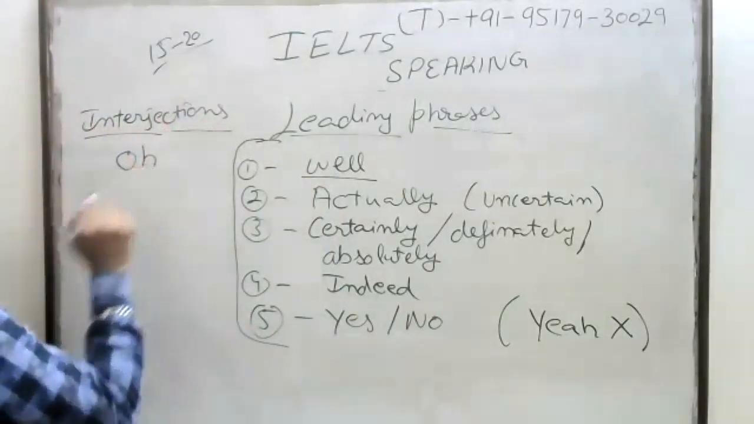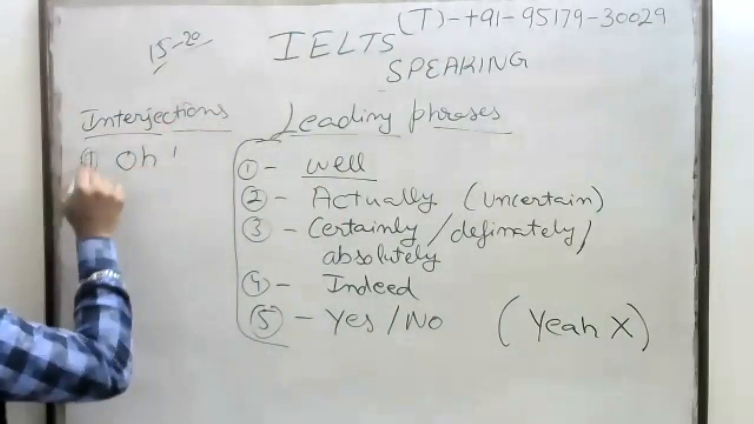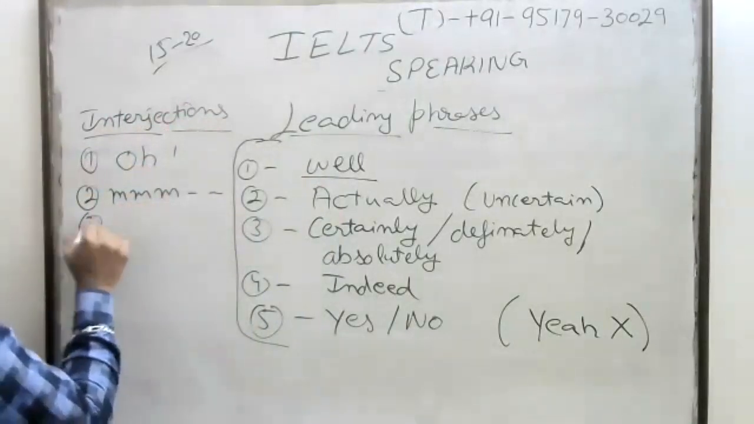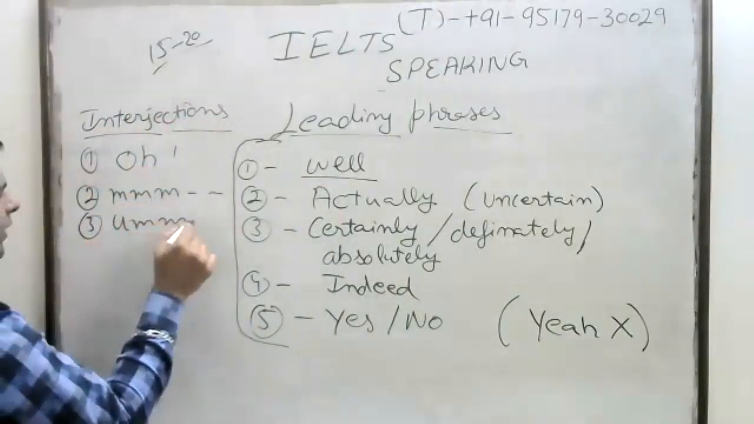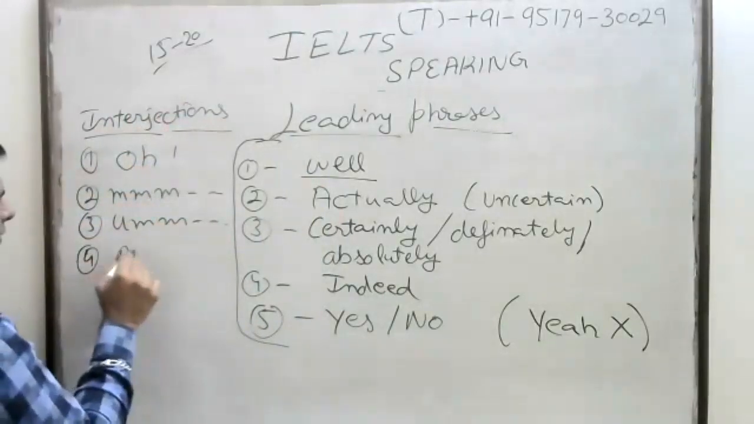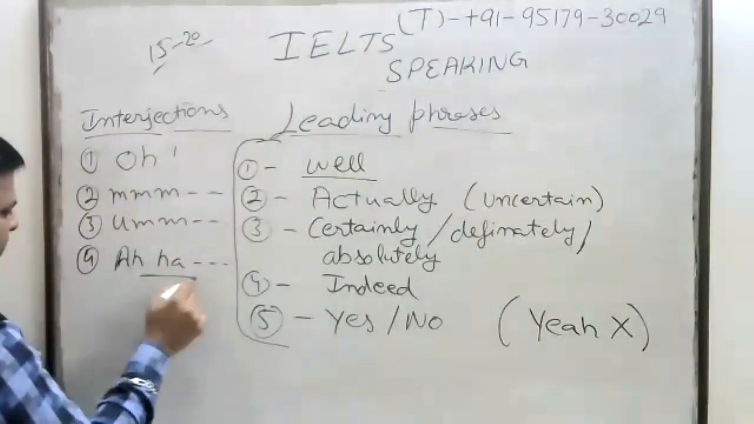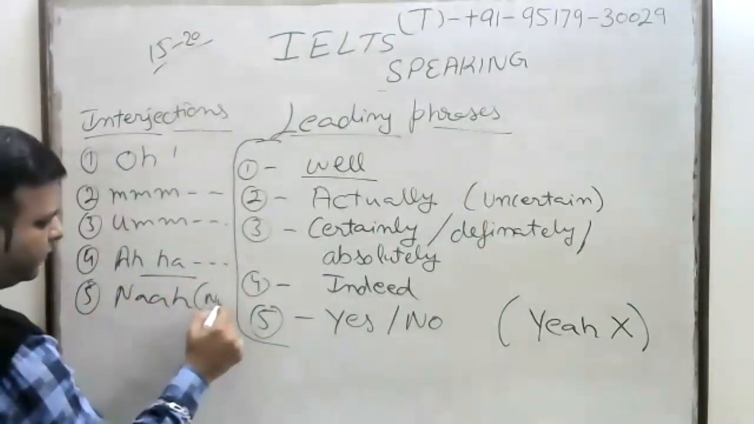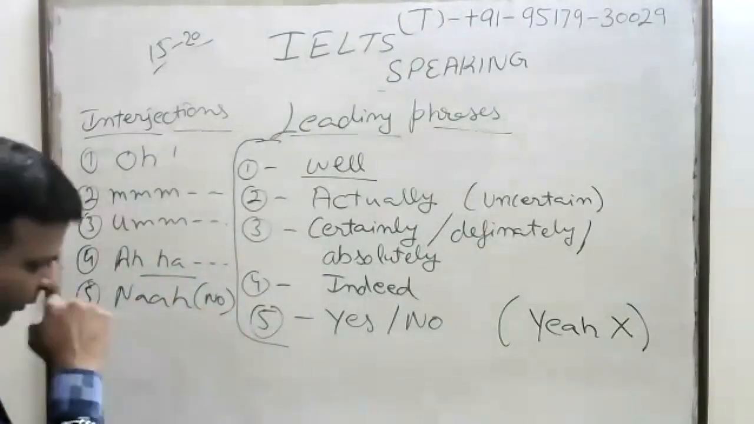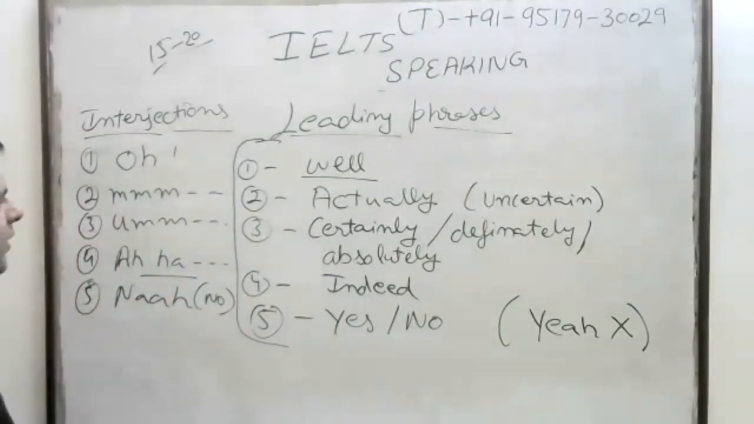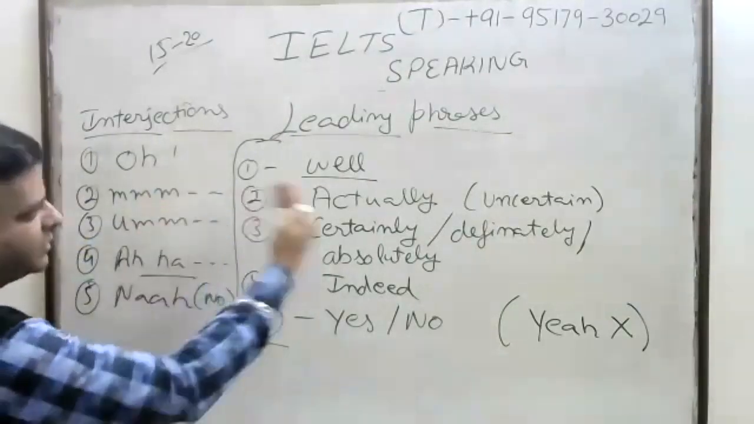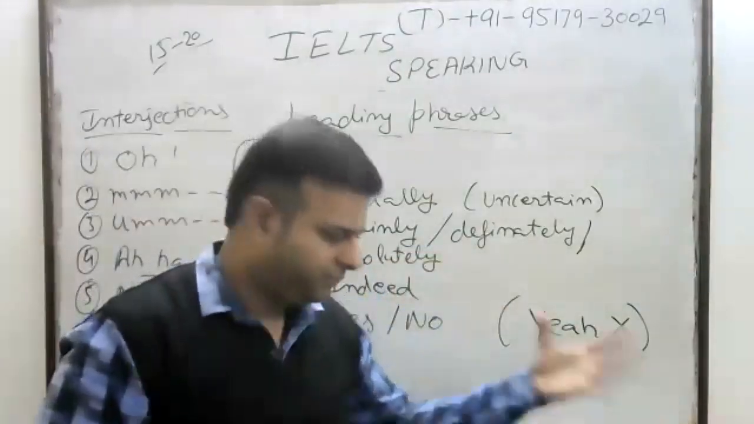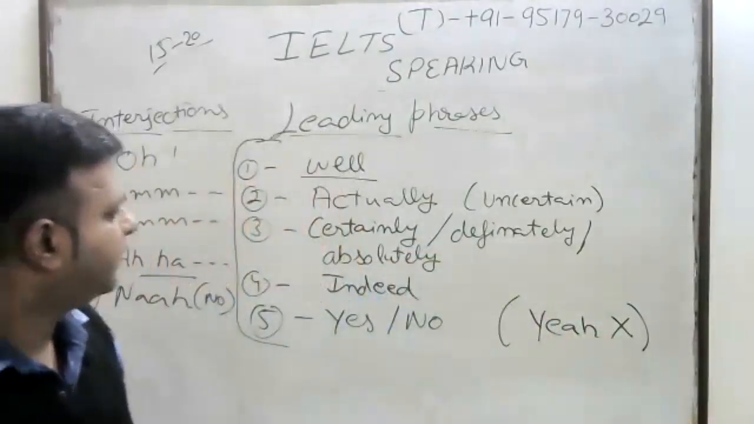Well means like, oh, right, as we did before, right, or you can say, right. Nah, this one is for no, right? Nah, right. We can use anything like that. So interjections plus obviously your leading phrases, and then your response will start. Let's make a few examples here. Okay.